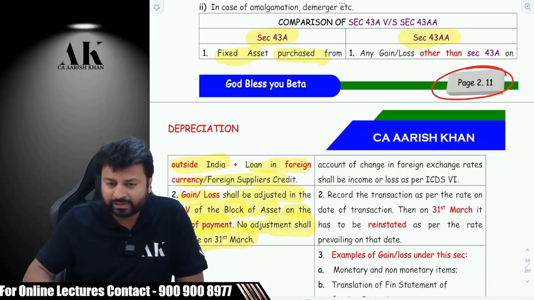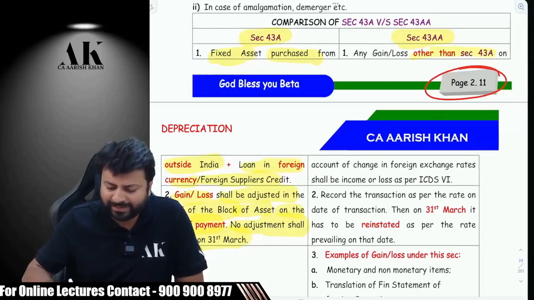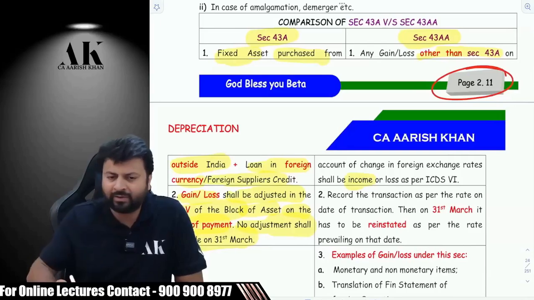Any gain or loss. "Any gain or loss" is a very, very wide expression. When I say any gain or loss, it would literally contain all kinds of forex gains or losses that are possible in this world, but other than 43A; it will not cover 43A. On account of change in the foreign exchange rate, any gain or loss shall be what? Income.